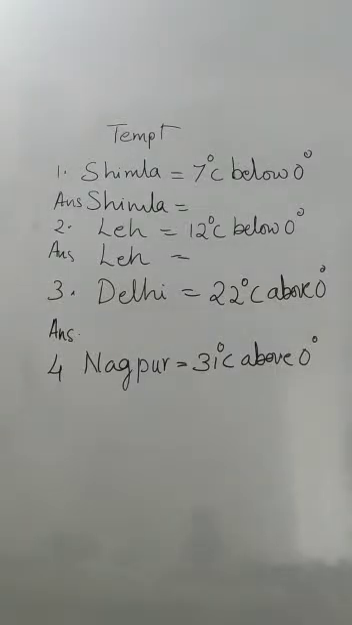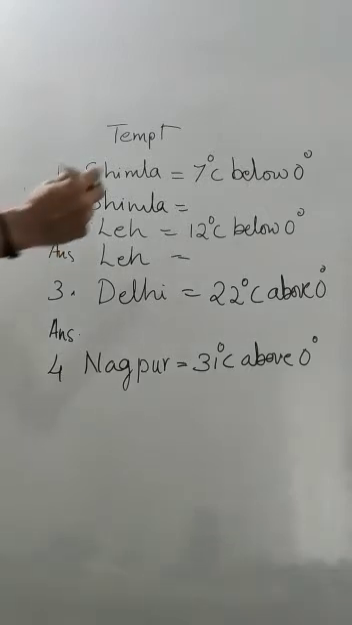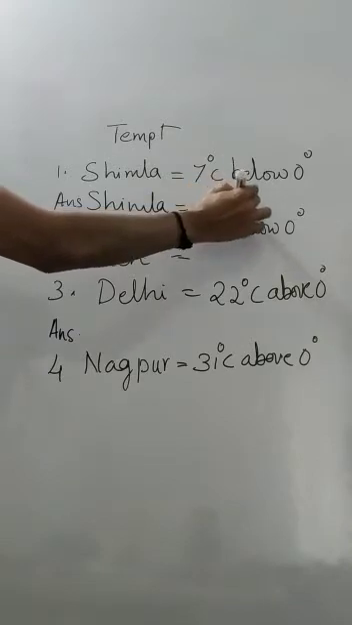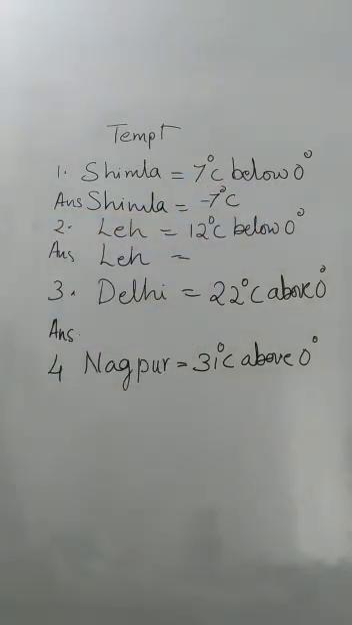Now let us see the temperature of some cities that are given. It's Shimla. In Shimla the temperature is 7 degrees Celsius below 0 degree. That means it is cold. I told you, for cold places the temperatures are represented using negative numbers. So the temperature is minus 7 degrees.